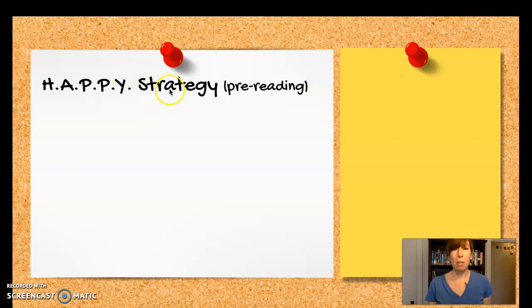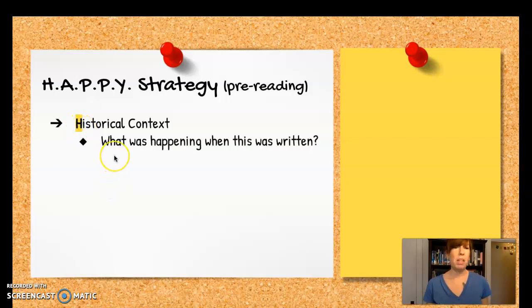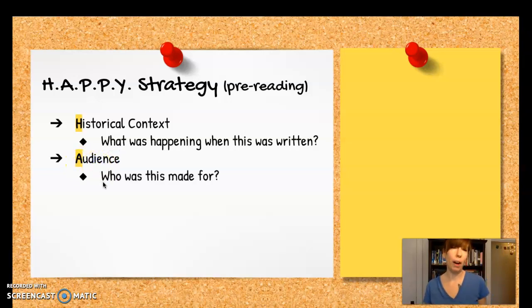We're going to use the HAPPY strategy. It stands for something, which I'll show you in a second. The first 4 pieces are for pre-reading. That means we're going to look at the stuff before you even start reading your source. First, historical context is what the H stands for, meaning what was happening when this was written. The A stands for audience. Who was this made for?